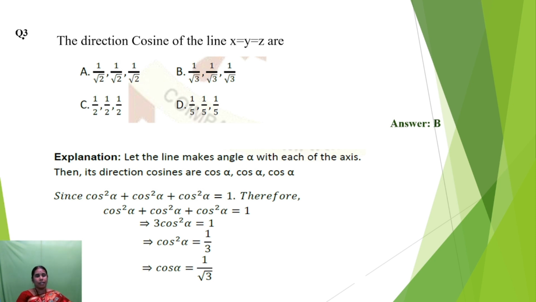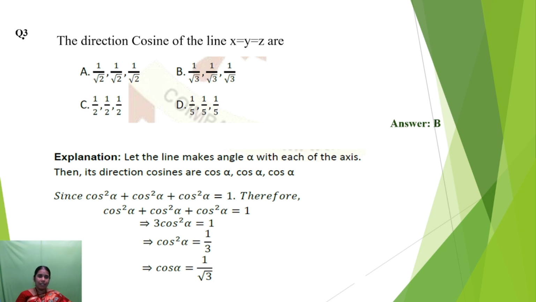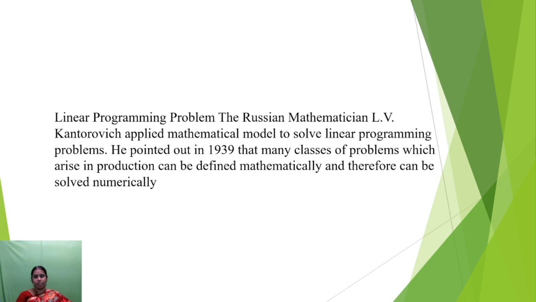Next, third question. The direction cosines of the line x equal to y equal to z are. In the previous question the line makes equal angles. Here the line has equal coordinates, so what are our direction cosines? If the line makes an angle alpha with each of the axes, the direction cosines of a line with equal angles are cos alpha, cos alpha, cos alpha. We have cos alpha as 1 by root 3. Therefore, the direction cosines are 1 by root 3, 1 by root 3, 1 by root 3, which is in our option B. So, B is our answer.